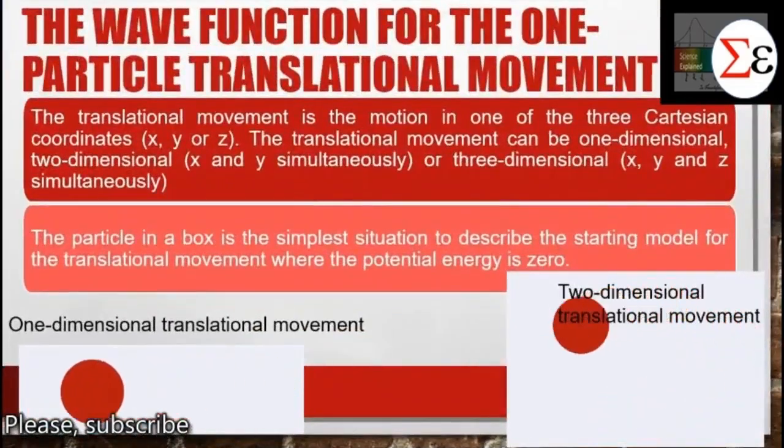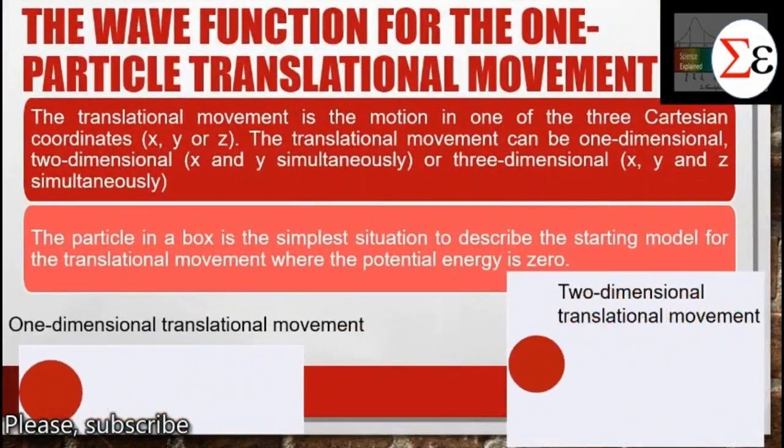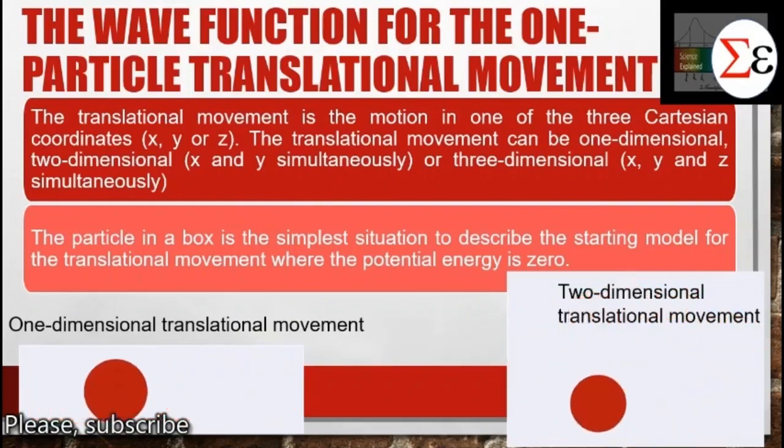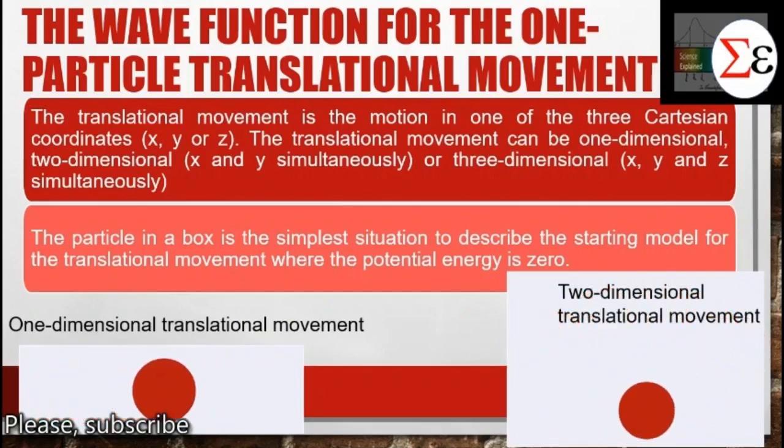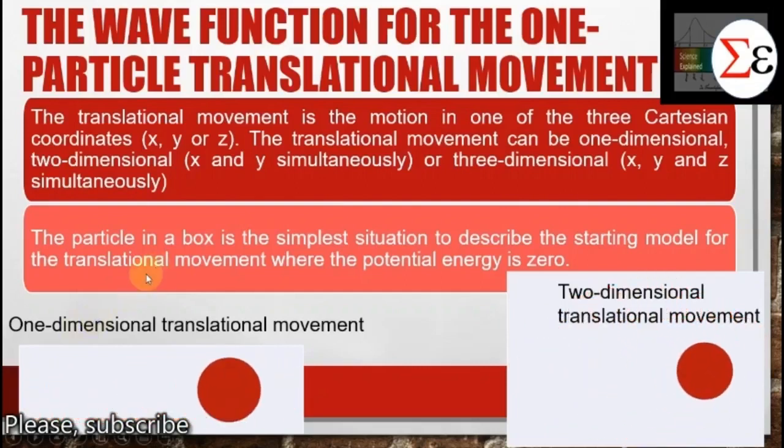The translational movement is the motion in one of the three Cartesian coordinates, x, y, or z, and it can be one-dimensional, two-dimensional, where we have x and y simultaneously, or three-dimensional, where we have x, y, and z simultaneously. Here we have the example of one-dimensional translational movement and two-dimensional translational movement.